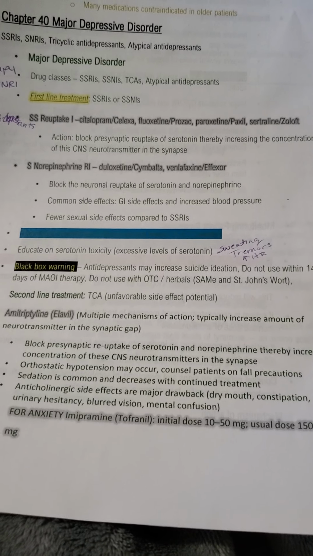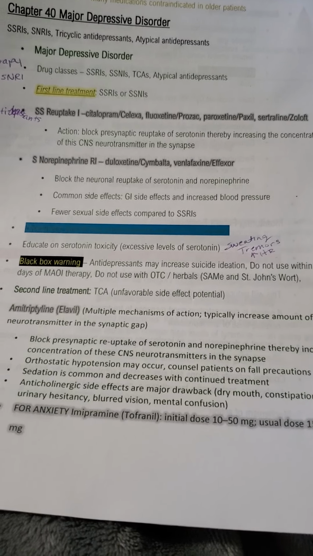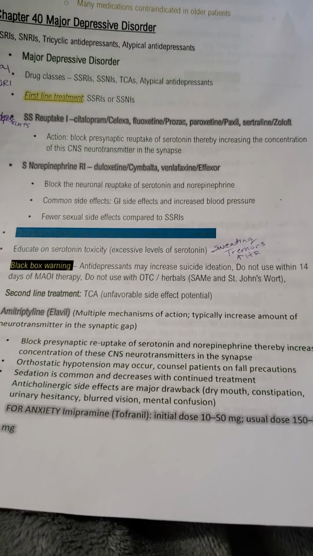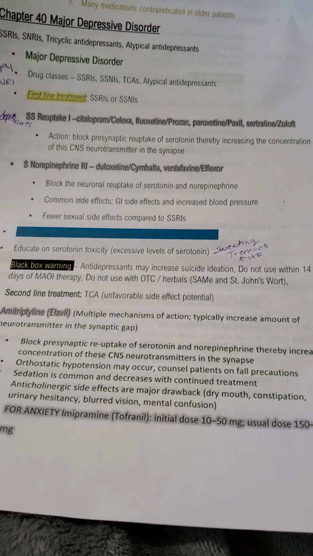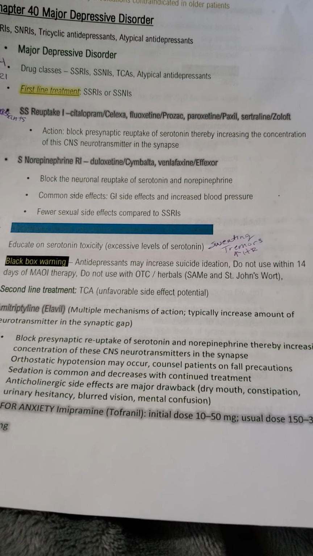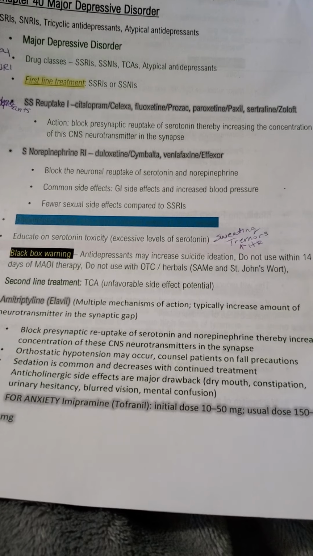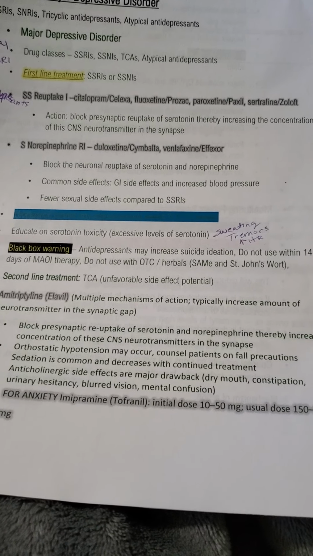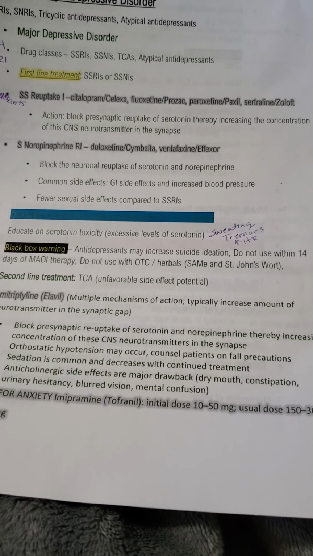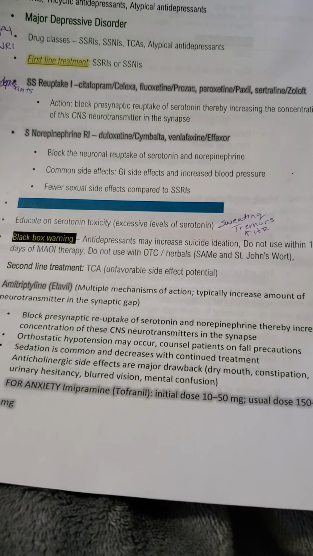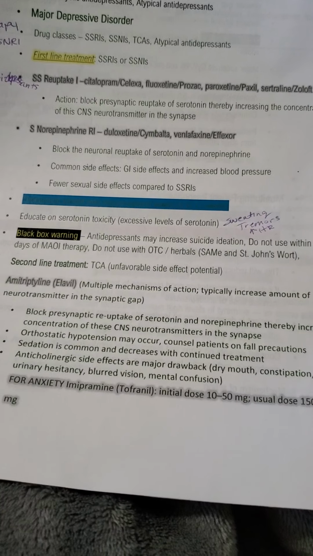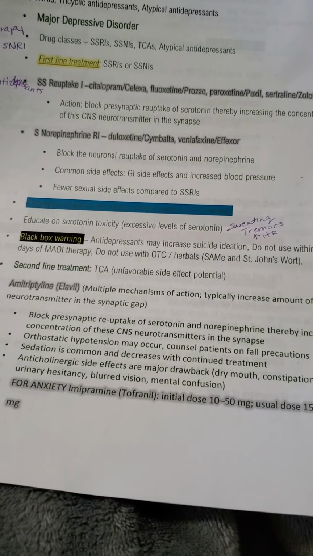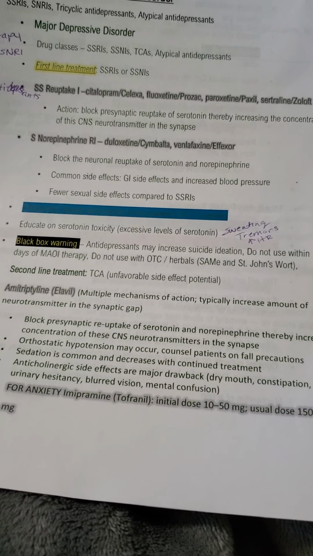Black box warning for the first line treatment: antidepressants may increase suicidal ideation. Do not use within 14 days of MAOI therapies. Do not use with over-the-counter herbals such as SAMe and St. John's wort. Second line treatment for major depressive disorder is TCAs, which is unfavorable due to the side effects.